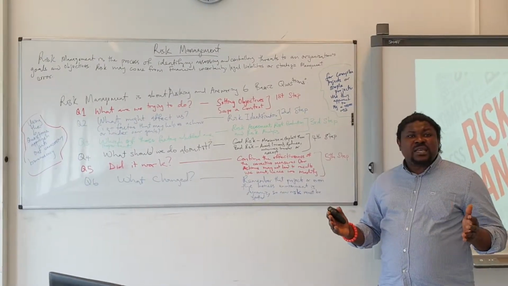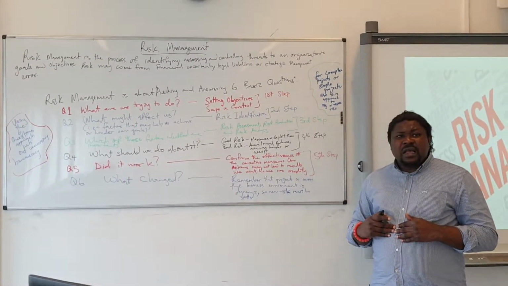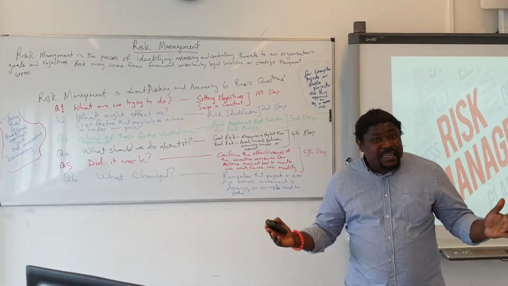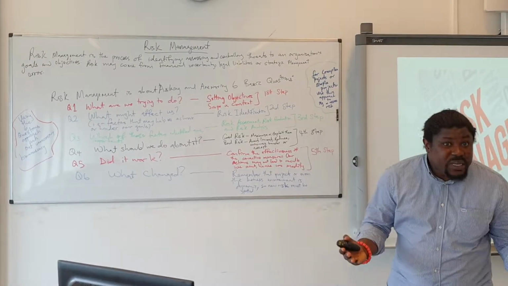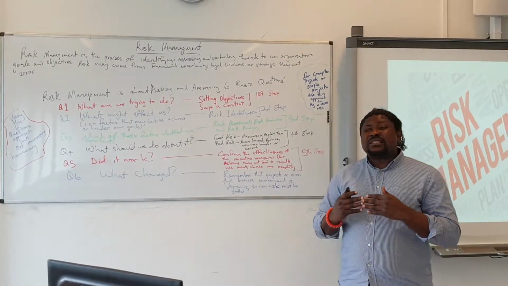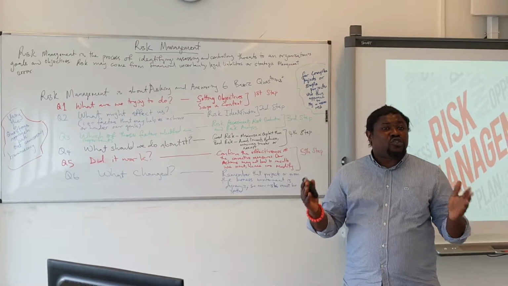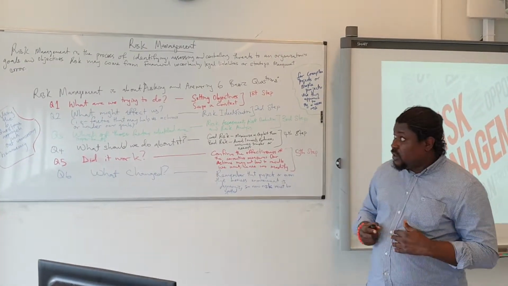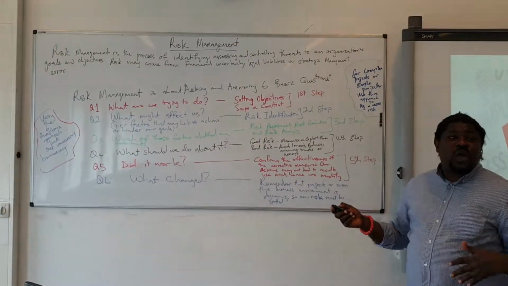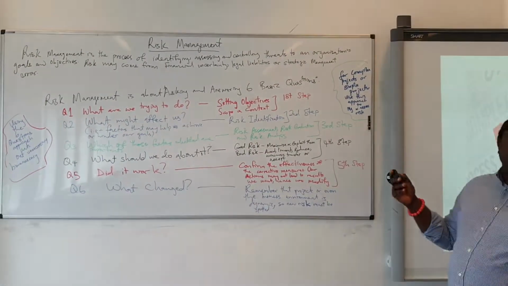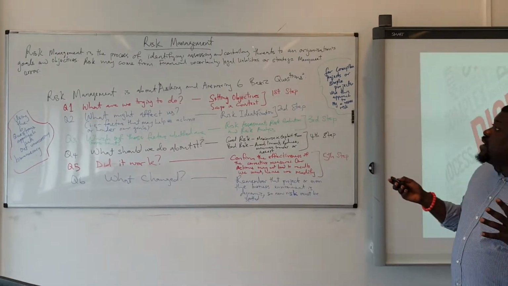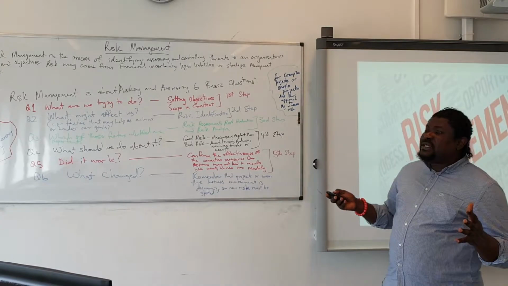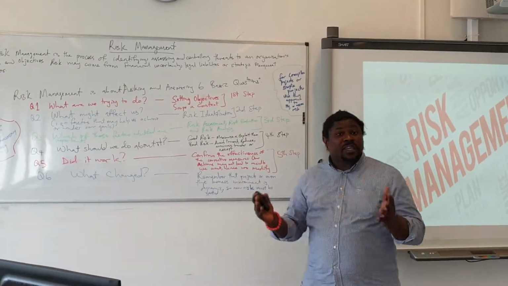Risk management is as simple as identifying, assessing, and controlling risk, okay? So that it eradicates any form of threats it has against the organization's goals and objectives, okay? So risk management is a process where we identify risk, we assess risk, we control risk, okay? Any kind of threats to an organization's goals and objectives is said to be risk.